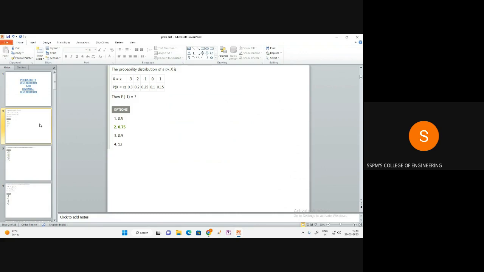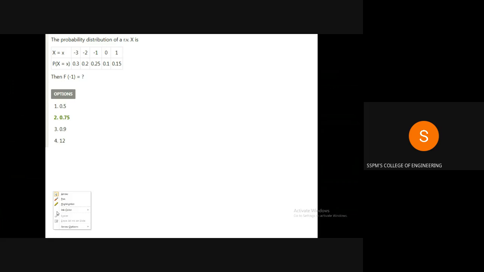The first question: the probability distribution of a random variable x is given here, like this, and we have to find F of minus 1. See this, there is a difference between P of x and F of x. So P of x is like this, and to find F of minus 1, see what is asked. F of minus 1 is asked.